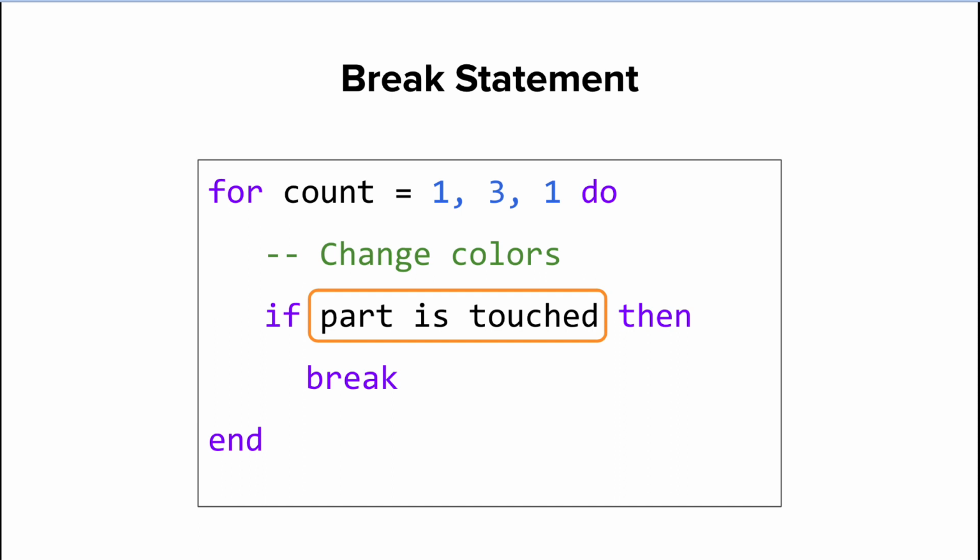You can use a break statement within a for loop as well. This loop will run 3 times unless the part is touched. So the loop would stop if it ran the full 3 times or if the user touches the part.